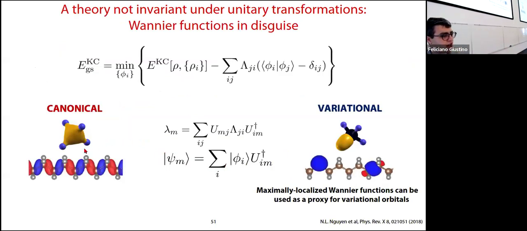What is interesting is that if you do this, you get a functional that, in the case of Koopmans, depends on the total charge density and also on the orbital charge density, and that is not invariant under unitary rotations, okay? If you remember, we have already seen an object that was not invariant under unitary rotations, and this was the spread functional. In fact, the orbitals that minimize this functional are the variational orbitals. These look a lot like Wannier functions, so you can use maximally localized Wannier functions as a proxy for the true variational orbitals, which are different from the canonical orbitals, the ones that you get if you diagonalize your Hamiltonian, okay?